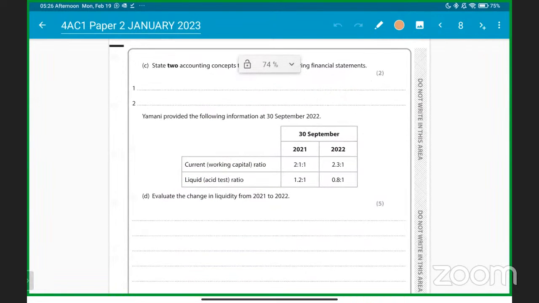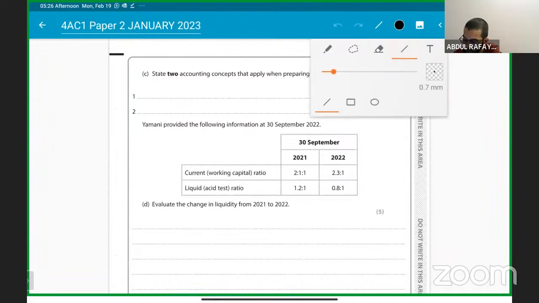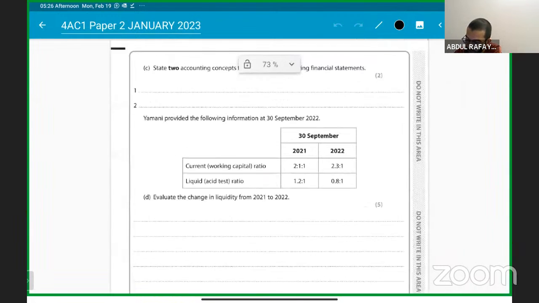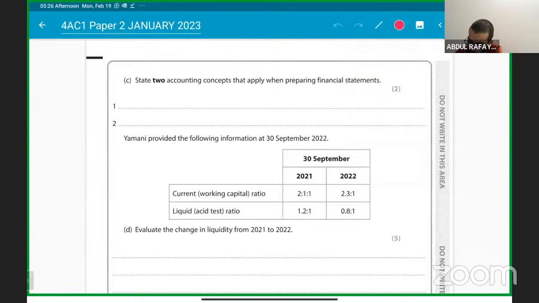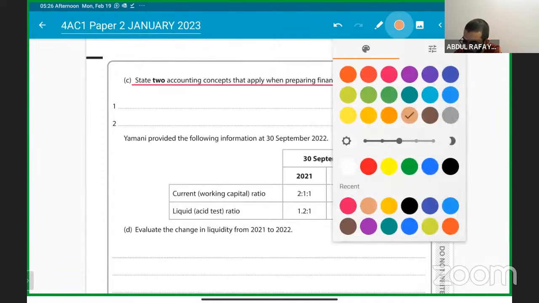With this, we come to the last section of the part, for 2 marks, to get the full 50 marks. Here we go. You have to mention two accounting concepts. State two accounting concepts that apply when preparing financial statements.